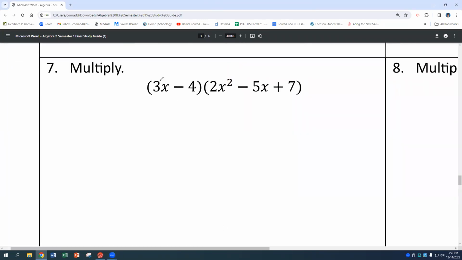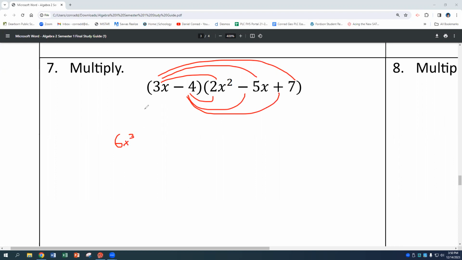Okay, so let's multiply. We got to distribute, right? And then do this as well. So 3 times 2x is going to give me 6x to the third, I'm sorry, minus 15x squared plus 21x minus 8x squared plus 20x and then minus 28.